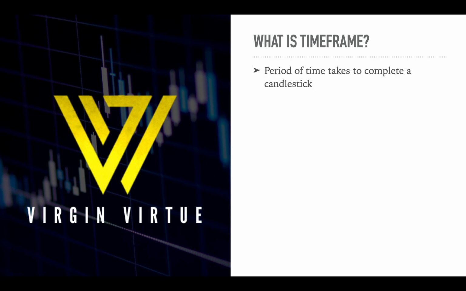So a time frame is actually the period of time it takes to complete a candlestick. Remember, in the previous video I showed you the types of charts. One of the charts is the candlestick, right? So a time frame is the period of time it takes to complete a candlestick. High time frame is equivalent to low risk, which means when you trade in a higher time frame, the risk of you losing your trade is very low. Low time frame is high risk.